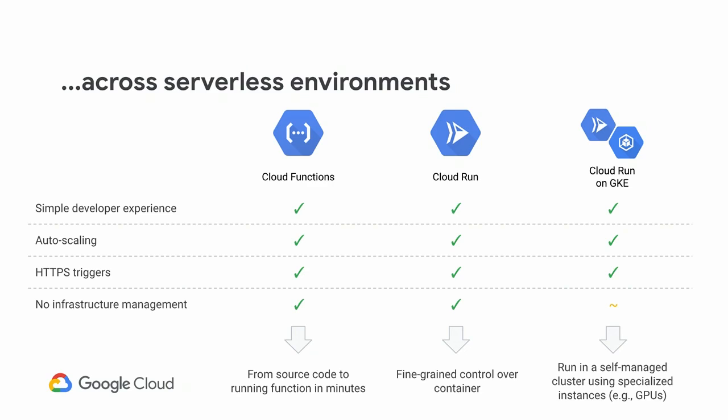So this is a pretty cool way of thinking about the portability aspect: I can write my function code once and I realize, hey, I actually need this specialized thing. Okay, well, I can move it to Cloud Run and I can do that. Maybe I need something even more specialized. I can move it to Cloud Run on GKE and I can do that too without needing to change my function code.